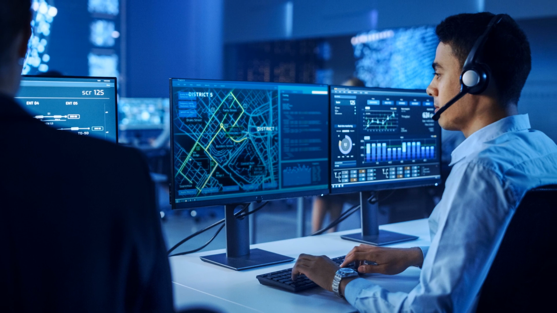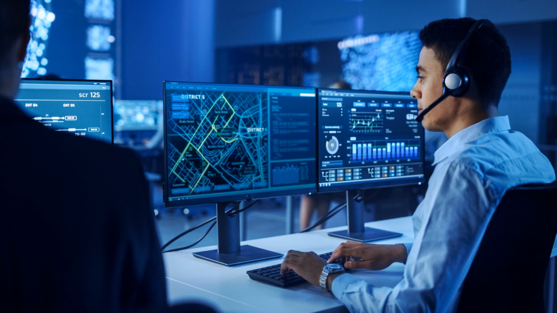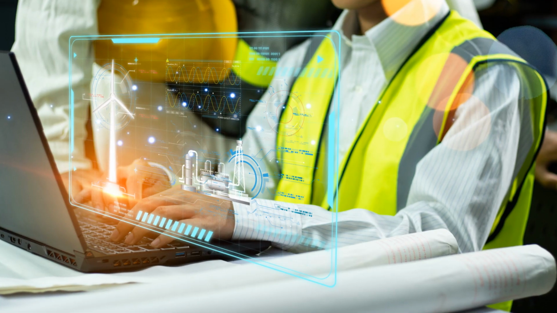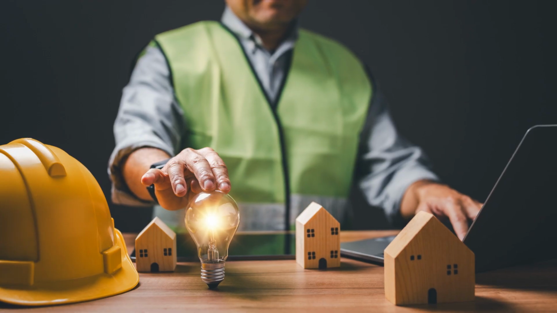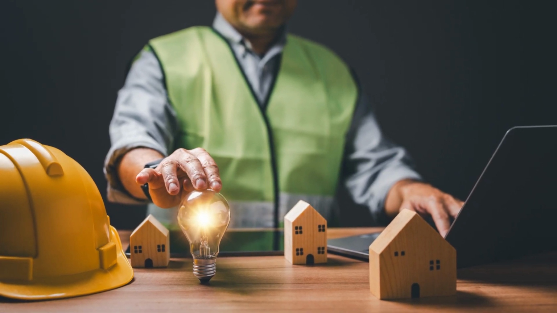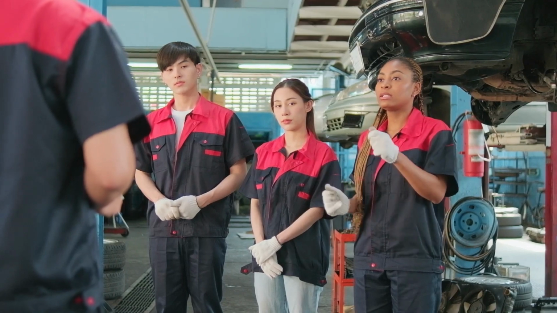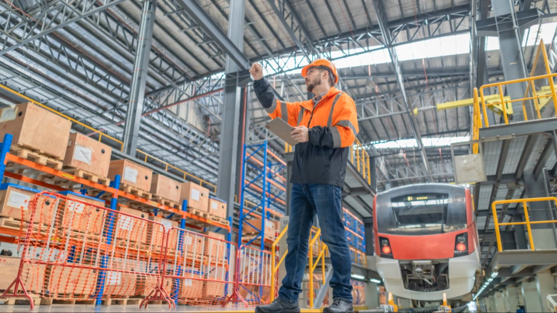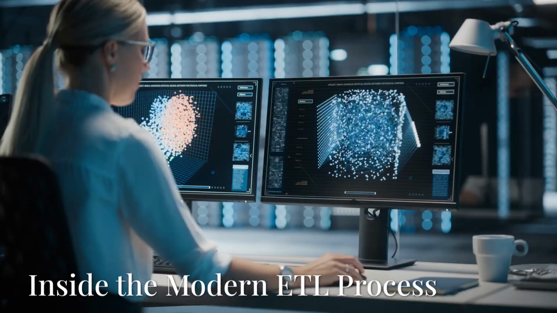Mastering ETL is essential for data engineers in 2025. It is a valuable skill in high demand. The role of a data engineer is evolving. They need to adapt to the changing data landscape. Mastering ETL is key to success in this field. It empowers data engineers to handle the challenges of modern data management.